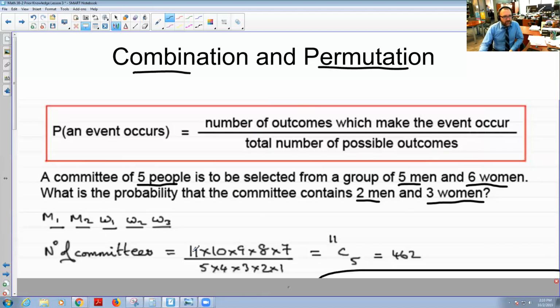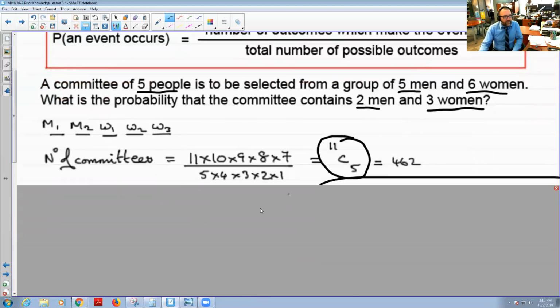Number of committees, so 11 times 10 times 9 times 8 times 7. Those are 5 people with the 11 right here. And then you do 5 times 4 times 3 times 2 times 1. Hence the fact you're using a combination statement to make 462. So the next bit, well, you've got to ask yourself.